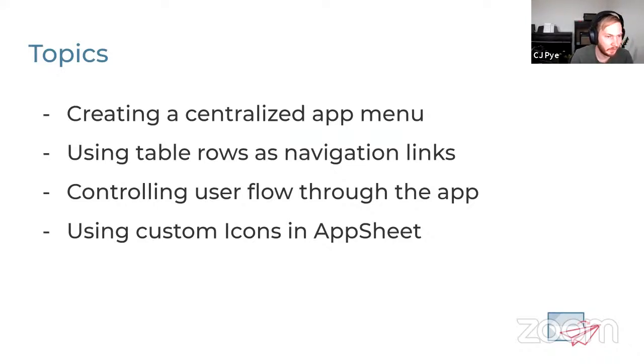And so some of the topics that will be covered are these four, if you can see that on your screen. I'm talking about that app menu that I mentioned, using these accessory tables as navigation links. I'll explain that more as we get into it. And then I mentioned controlling your user flow through the app, and then how to load in custom icons into AppSheet in this kind of gallery view that we're going to be using. So those are some of the topics that hopefully you will come away knowing more about.